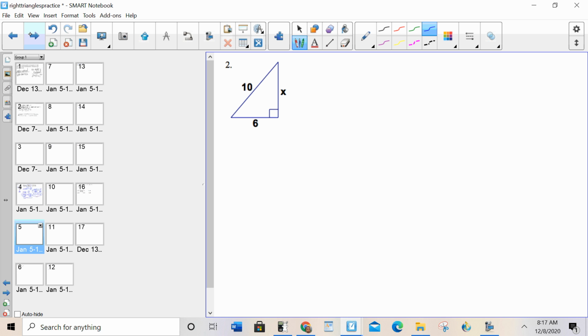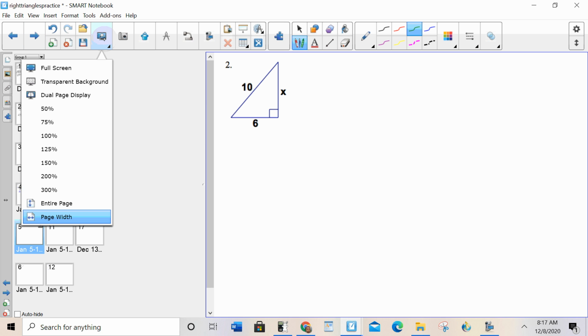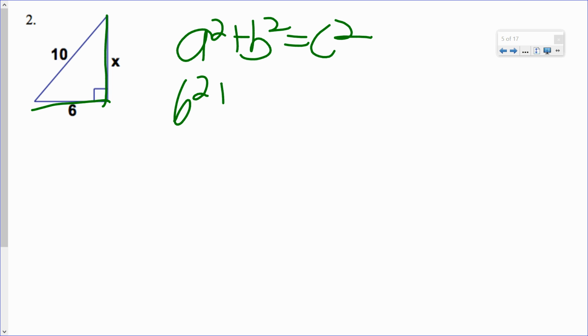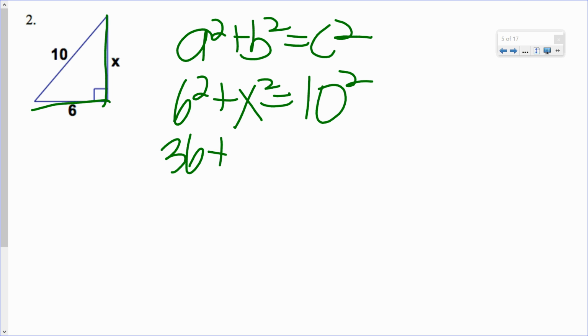Number 2, I see a right triangle. Is there an angle involved? No. Since there's no angle involved, I use Pythagorean Theorem. A squared plus b squared equals c squared. So a and b are the legs. In this case, they are 6 and x. So it's 6 squared plus x squared equals 10 squared. 6 squared is 36. 10 squared is 100.